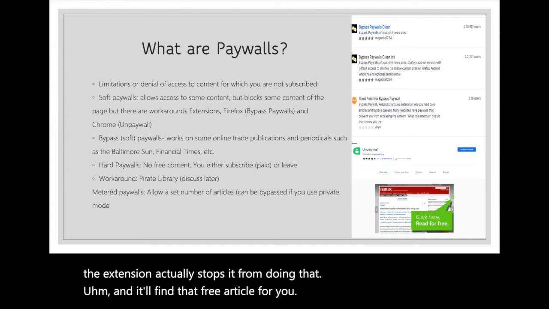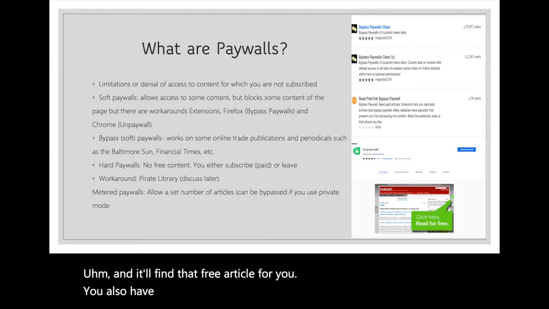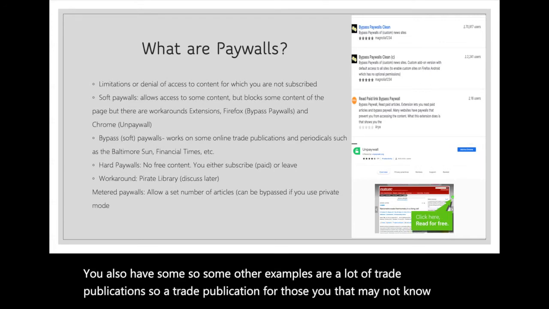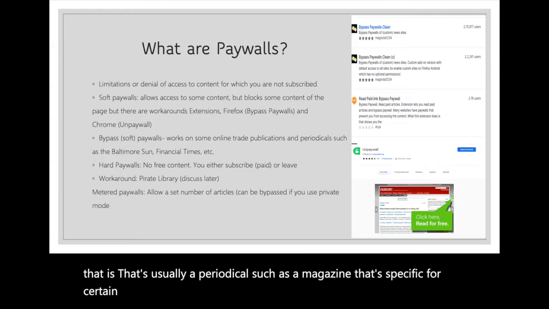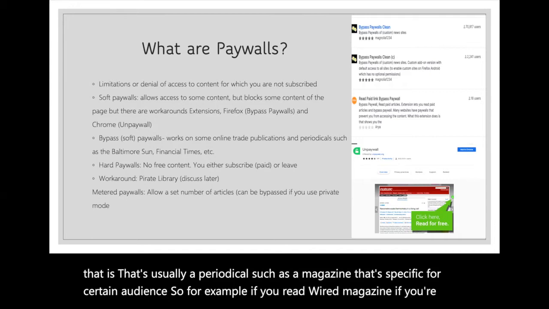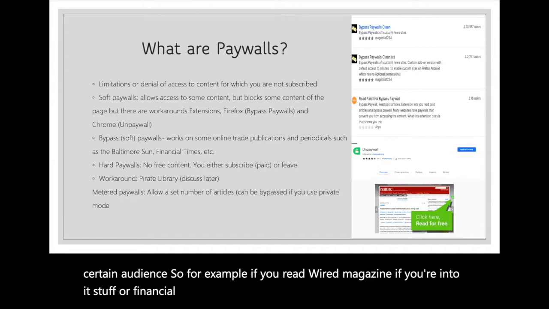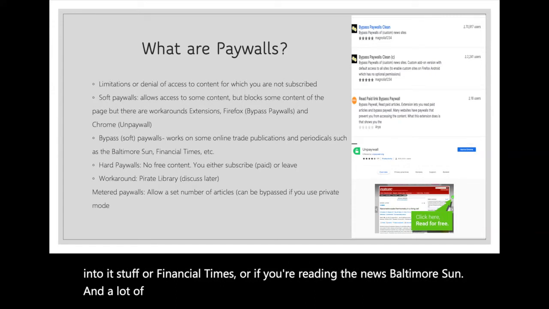Some other examples are a lot of trade publications. A trade publication, for those of you that may not know what that is, is usually a periodical, such as a magazine, that's specific to a certain audience. So for example, Wired magazine, if you're into IT stuff, or the Financial Times, or if you're reading the news, the Baltimore Sun. A lot of local newspapers have those soft paywalls that you can actually bypass.